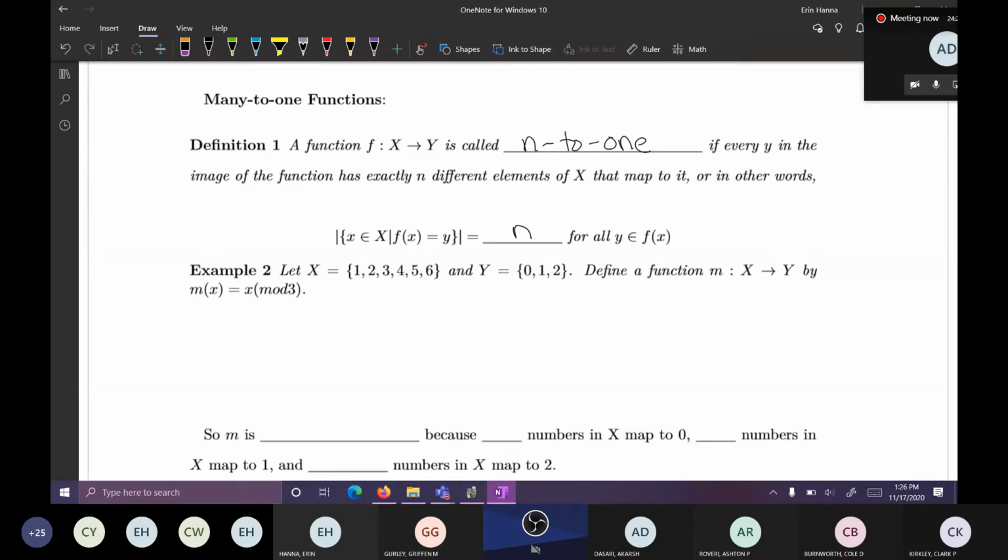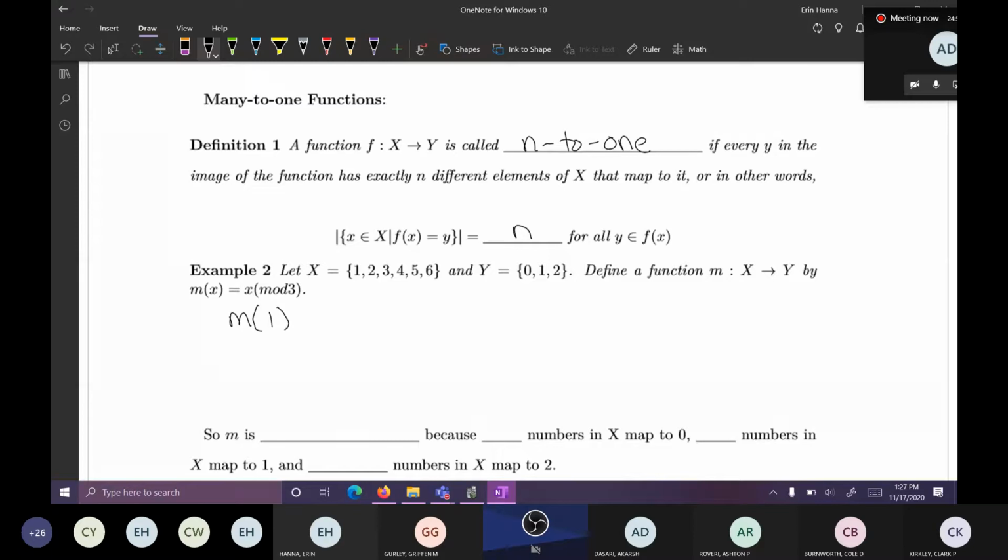So let's say we look at the set 1, 2, 3, 4, 5, and 6, and then our output set, or our possible outputs, are 0, 1, and 2. And we want to define a function by essentially taking these numbers and doing mod 3 to them. So let's write out what the values of this function would be. We're calling this function m, so instead of using normal f notation, we'll just use m instead. So say we have m of 1.